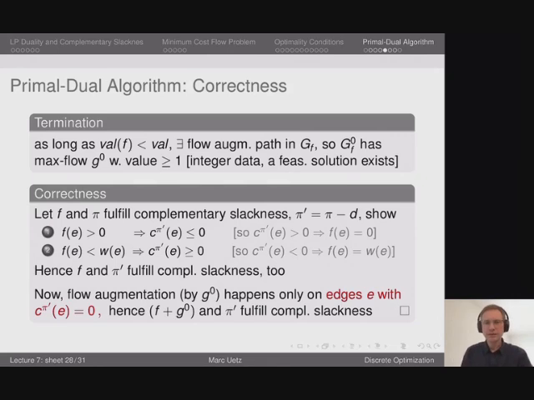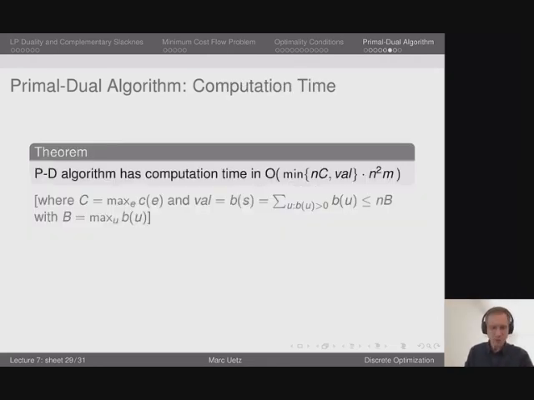So finally, a quick word on the computation time of this algorithm. Here we have the corresponding theorem saying that the primal dual algorithm has a computation time which can be upper bounded by this expression here. And what you recognize on the right-hand side, that would be the time that it takes to compute a maximum flow in the residual graph with 0 reduced costs.